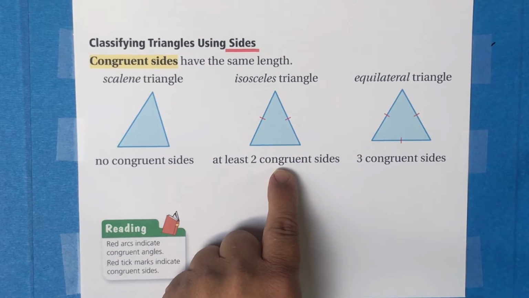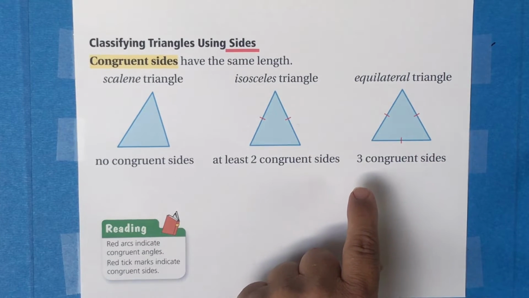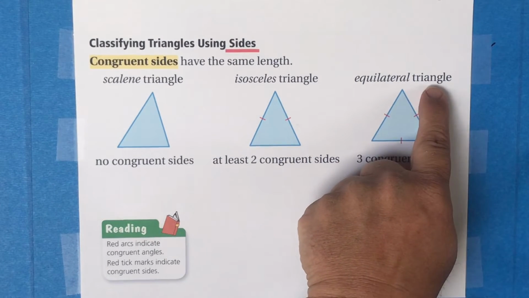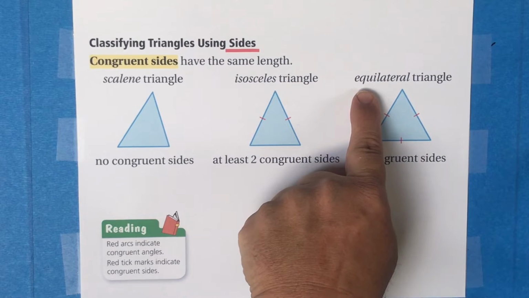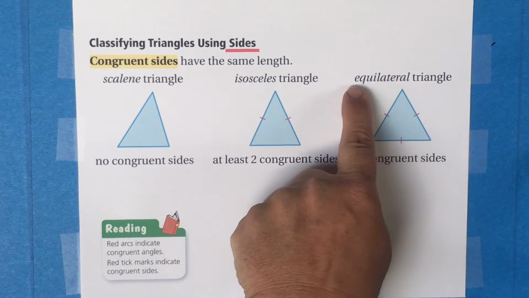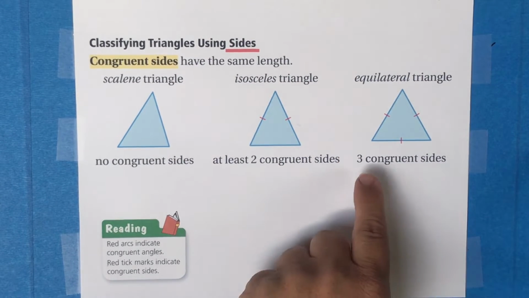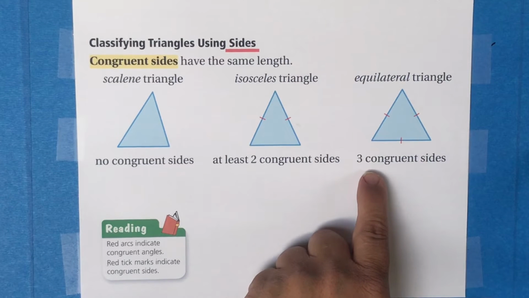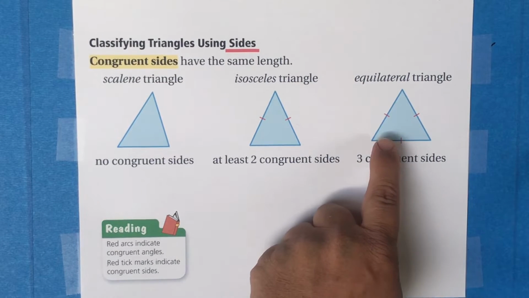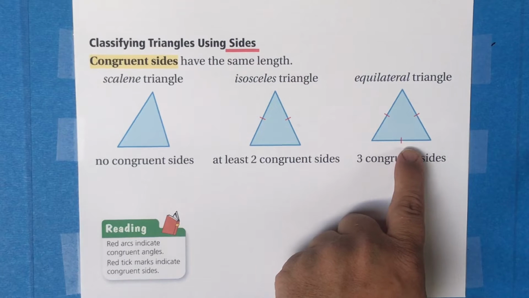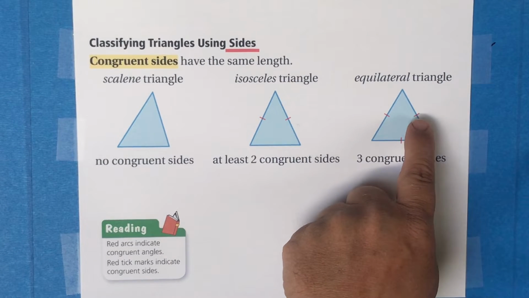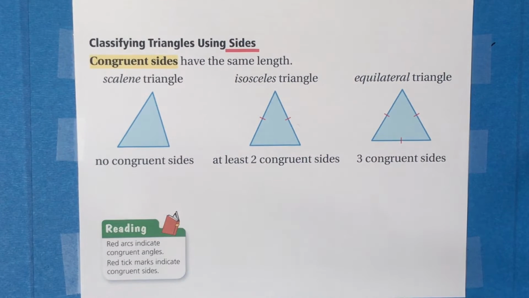The third triangle, classified by side length, is an equilateral triangle. Equa meaning equal, equal sides, equilateral triangle. And here, all three sides are congruent. You'll notice the red tick marks. And again, this indicates that this side, and this side are all congruent. They are all equal. They all have the same measurement.